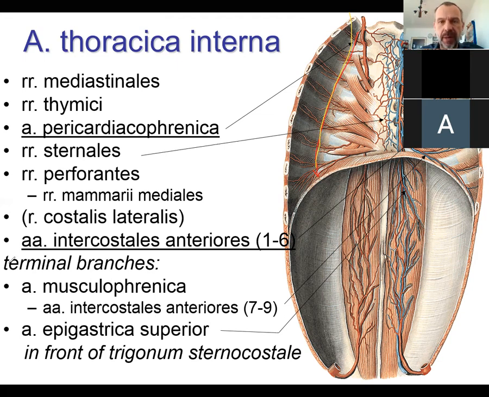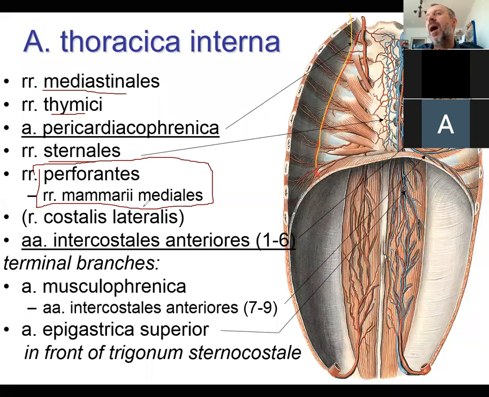And then you can see some smaller branches, yeah? Like mediastinal and thymic branches, yeah, for the rest of the thymus and for the connective tissue and adipose tissue. Sternal branches for the bone. And then some of the intercostal anterior branches, they give perforating branches and medial mammary branches to supply the mammary gland and the breast. Yeah. So these are the branches of the internal thoracic artery.